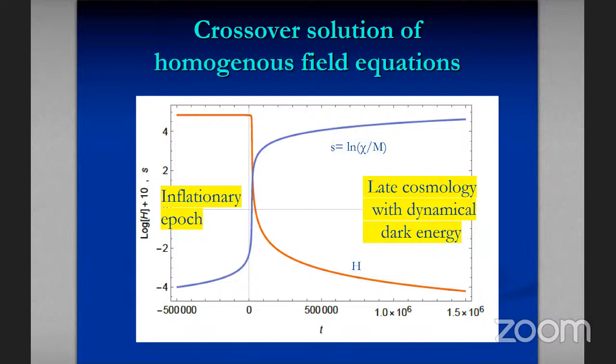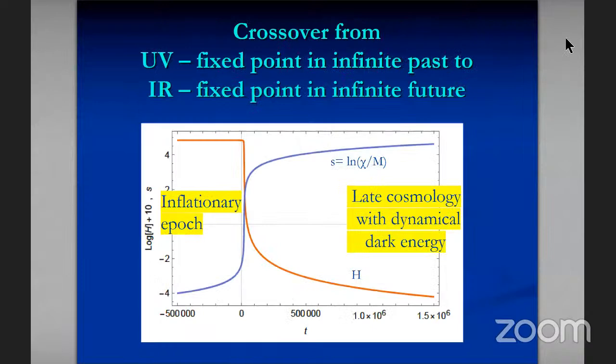So let me phrase it: next slide, crossover from UV fixed point in the infinite past to the infrared fixed point in the infinite future. Well, the title says already that this crossover in the two characteristic solutions is directly related to a crossover in renormalization group running. And I may come to that in a minute.